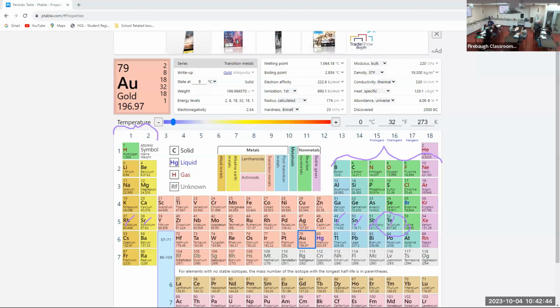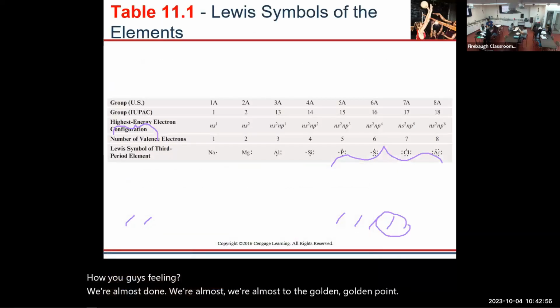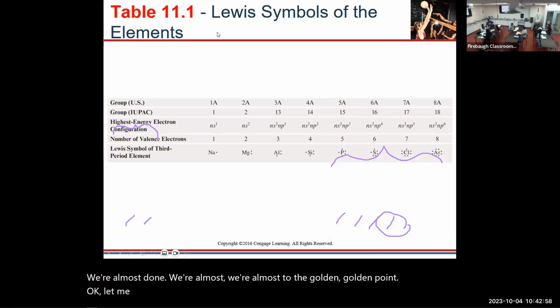Working on counting today. Okay? How you guys feel? We're almost done. We're almost to the golden point. Okay, let me clear this.